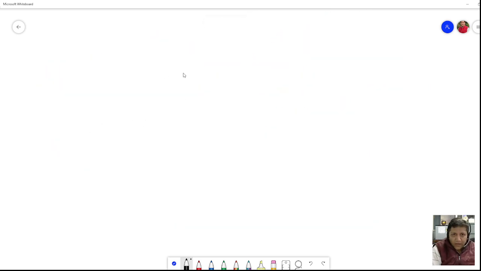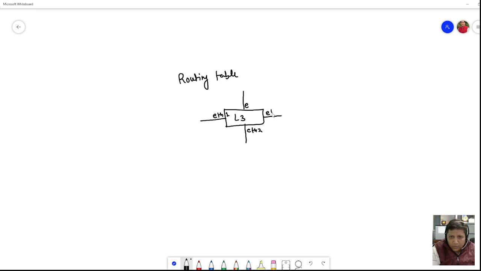Now at the L3 device, again there is a forwarding table known as the routing table. So let me draw the L3 device here first. Suppose there are 4 interfaces. Let me name the interfaces: Eth1, Eth2, Eth3, Eth4. Here we have connected subnet 1, .32. Here we have connected subnet 2, .64. Here we have connected subnet 3, .96. And here we have connected subnet 4, that is .128.